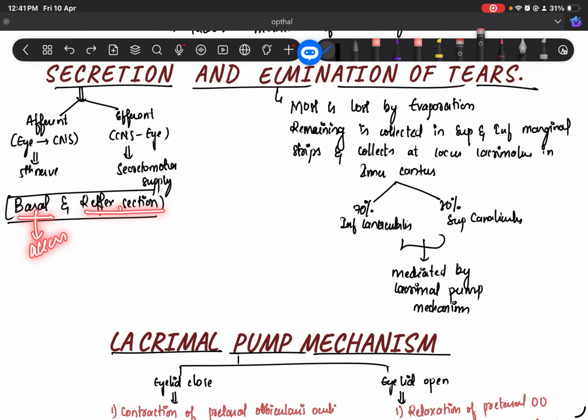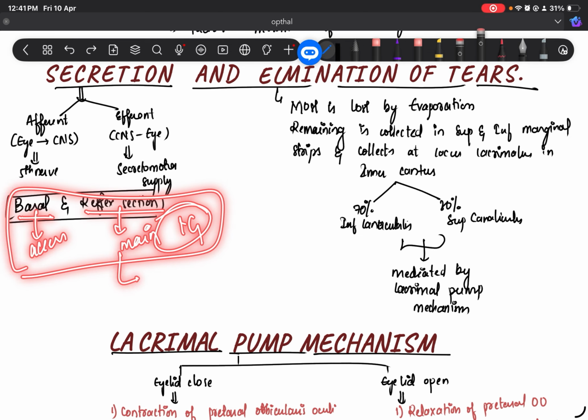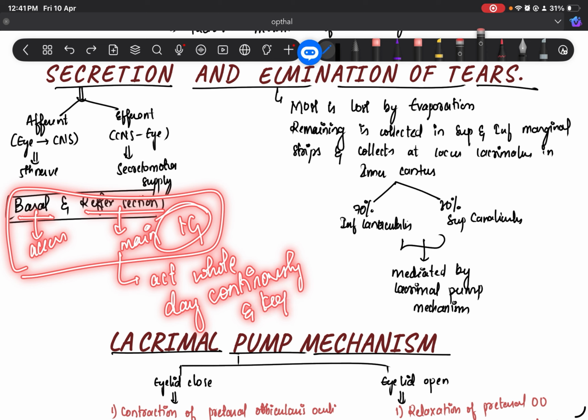Basal is by accessory glands. Reflex action is by main lacrimal gland. The glands act whole day continuously and keeps the eye moist.